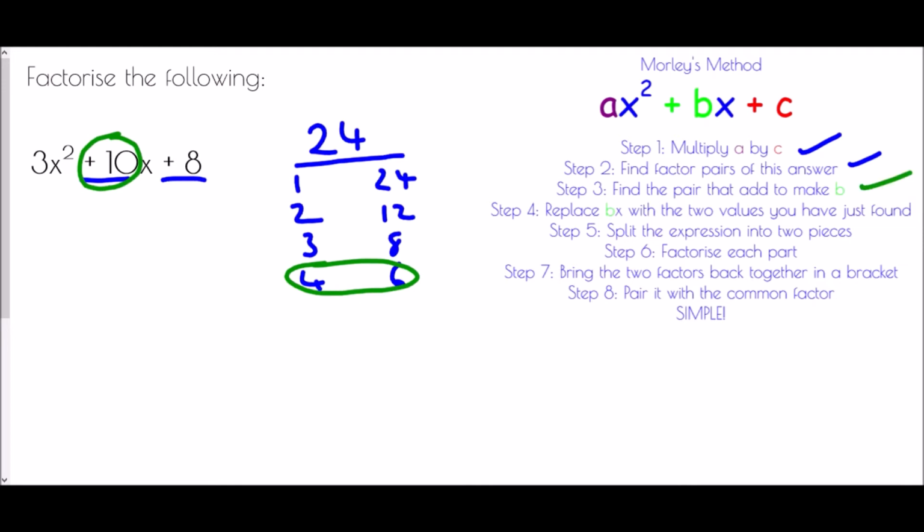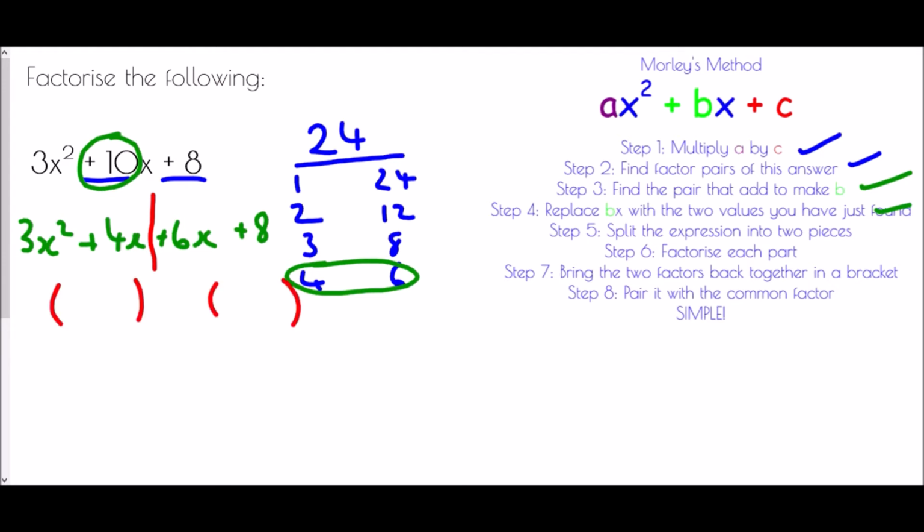So we're going to replace bx. So 3x squared is still there, but we're now going to split 10x into plus 4x and plus 6x. And the plus 8 is still there at the end. Split the expression in half. Split it in between the x's and then factorise.